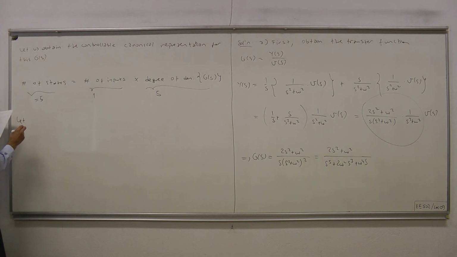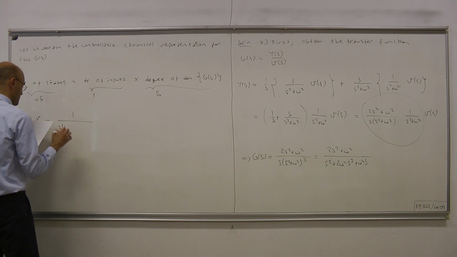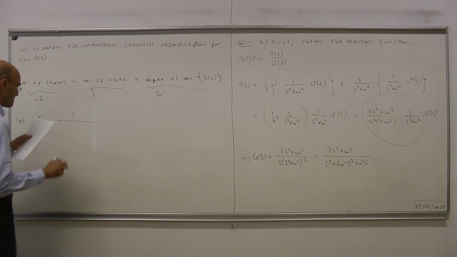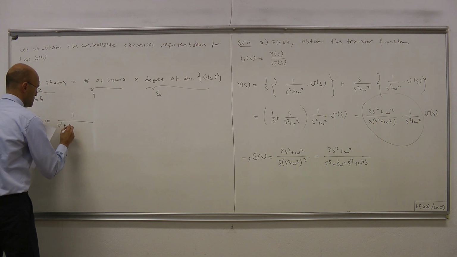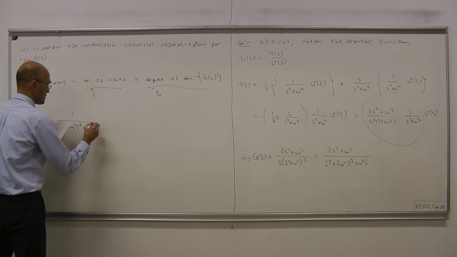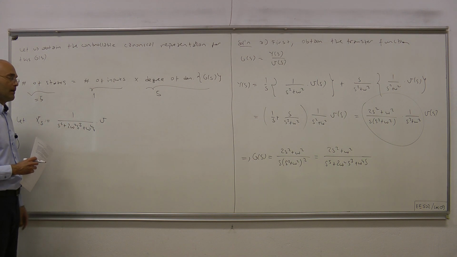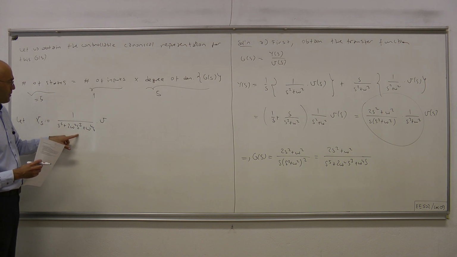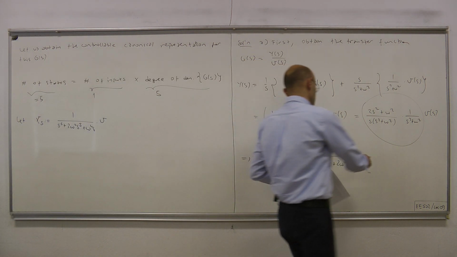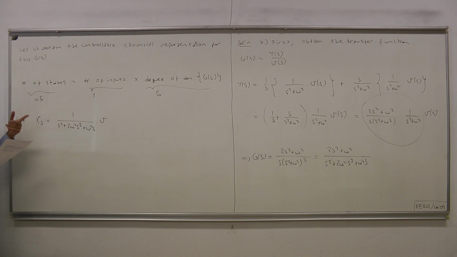So let our last state be defined as s to the 5 plus 2 omega squared s cubed plus omega to the 4 s, times X5, equals the Laplace transform of the input. So we're in the Laplace domain, the s domain. And this polynomial is no other than the denominator polynomial of our transfer function. Okay, so that's our x5. Why? Well, it's defined in that way. We choose it that way because it works.